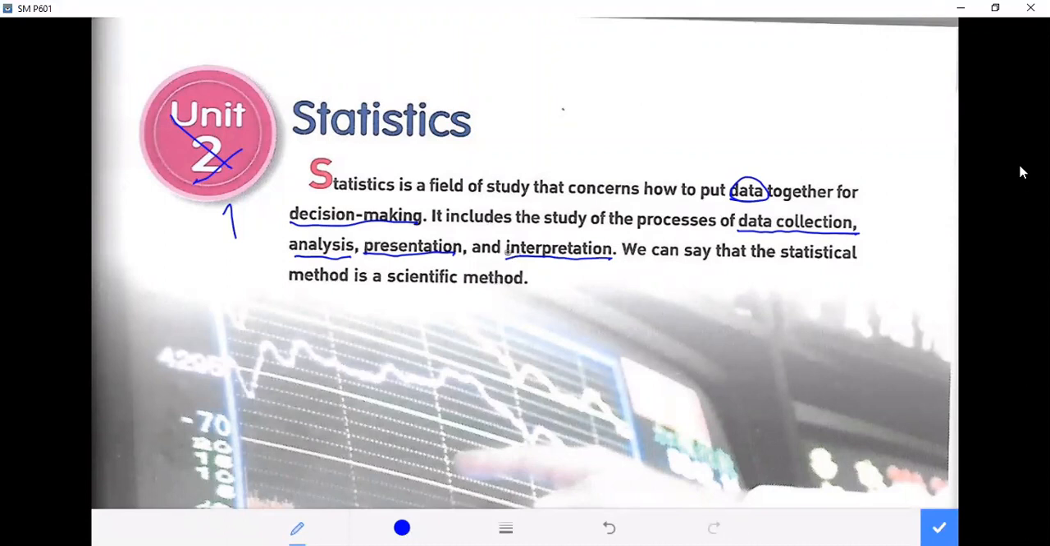So with interpretation, you change the data that you have into something about math. And I'm going to teach you all. This one is number one, that is analysis number two, presentation is number three, and then interpretation, that is our number four. So we have four steps in statistics.